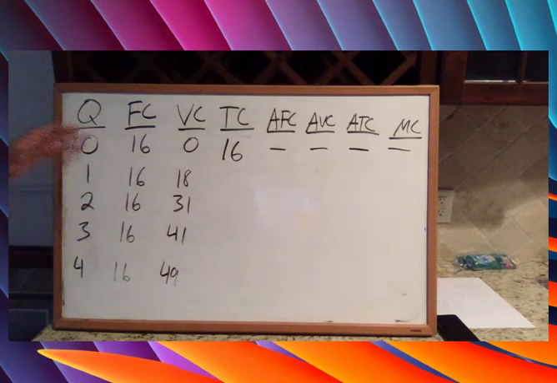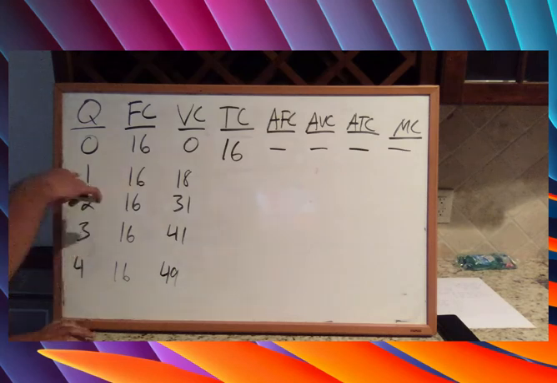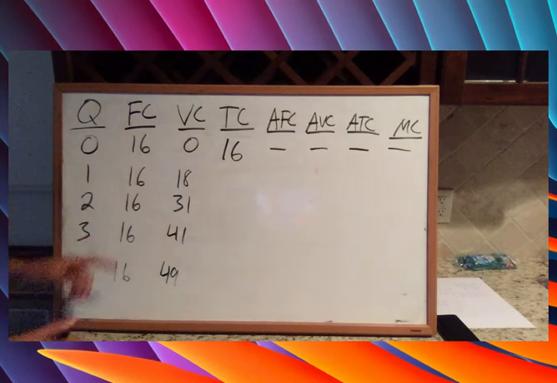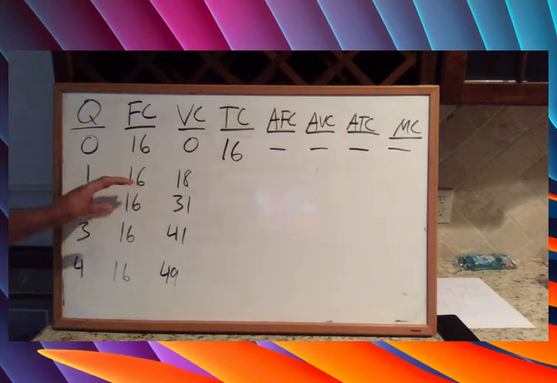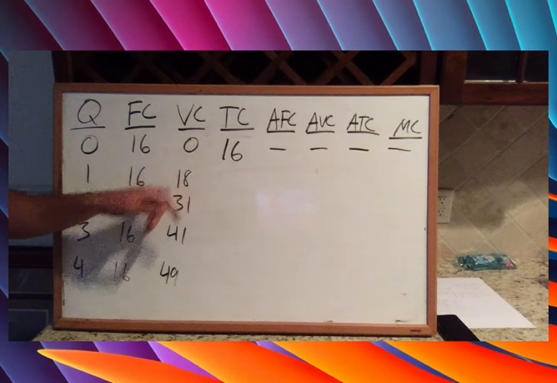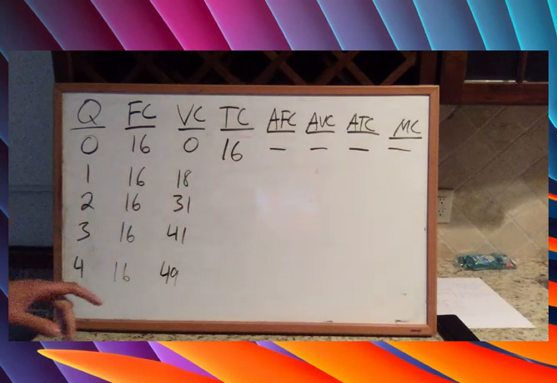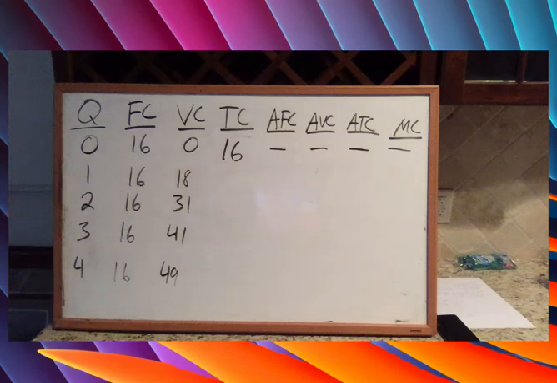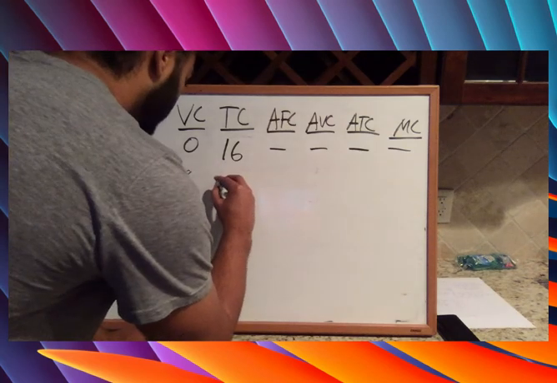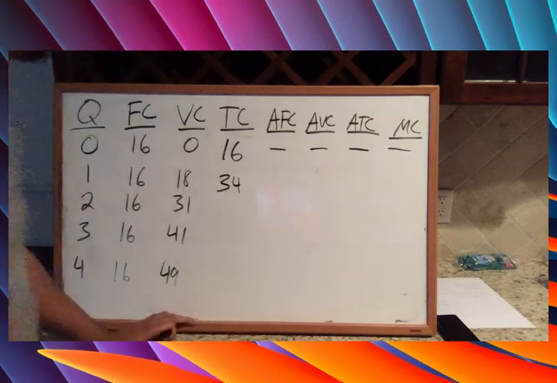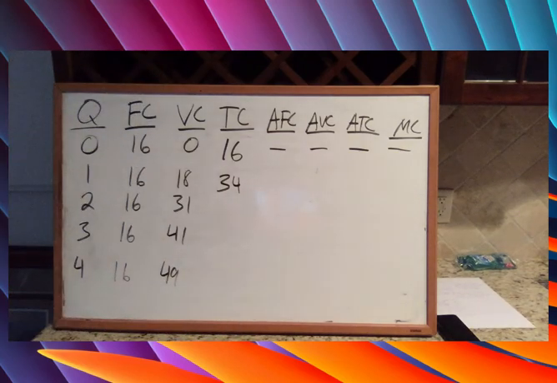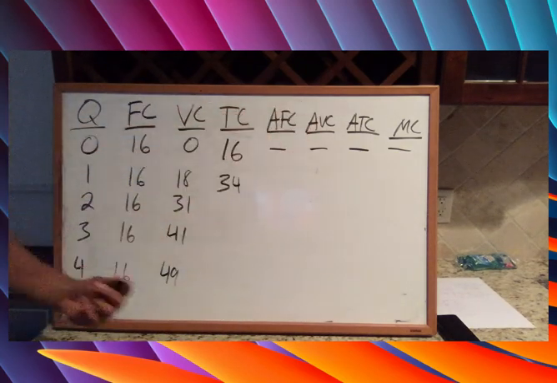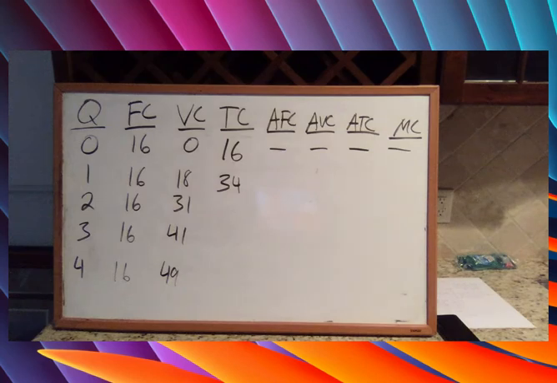Now for the first unit of production. So when we produce 1 unit of whatever product we're looking at, our fixed cost is 16 and our variable cost is 18. Now, our total cost is a sum of fixed plus variable, so 16 plus 18. So this is going to give you 34. Again, it's just simple math. You need to know the formulas for each of these in order to answer these questions.